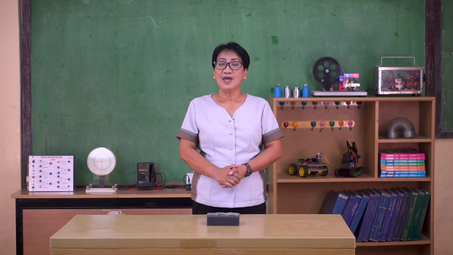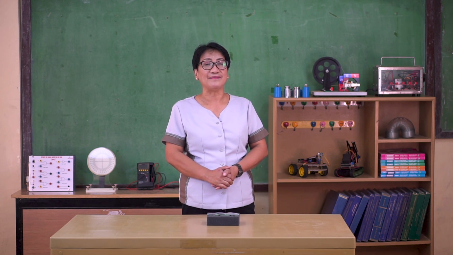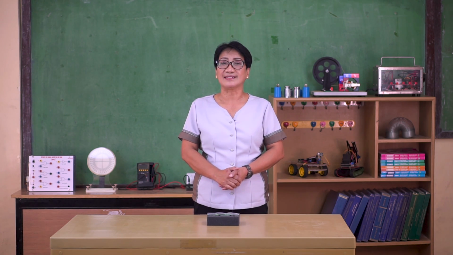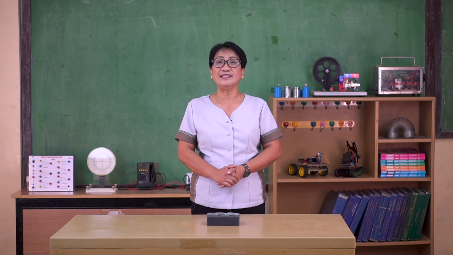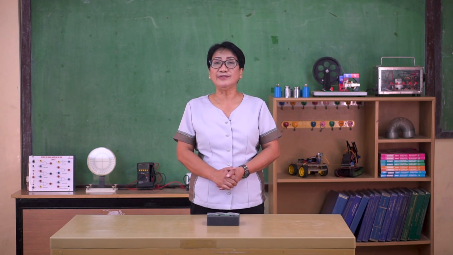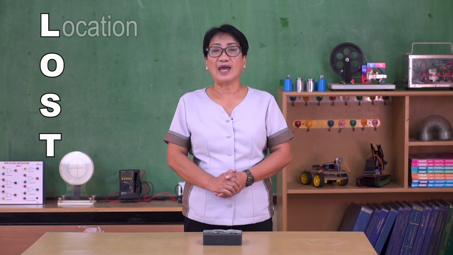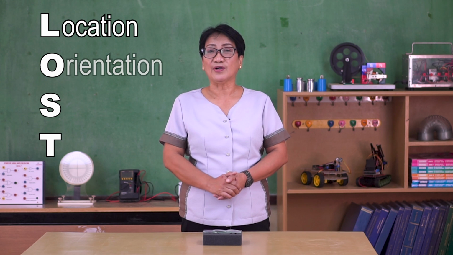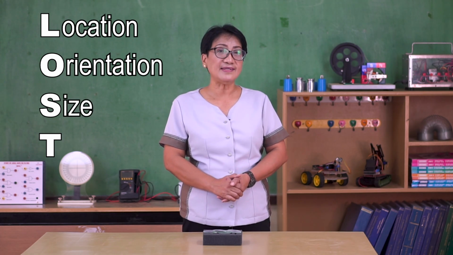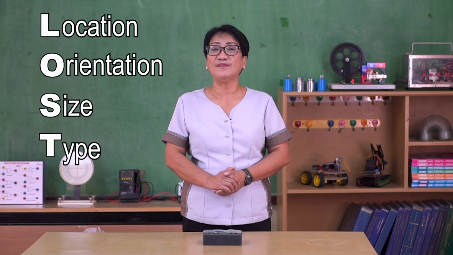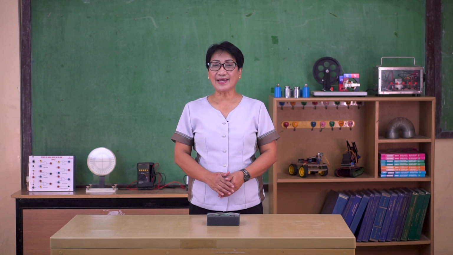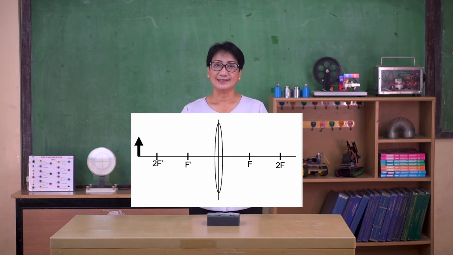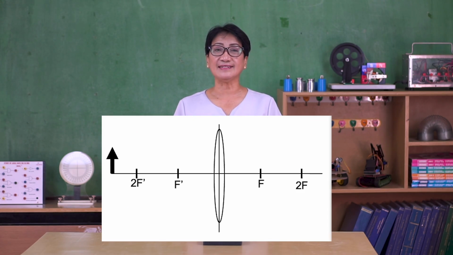Knowing all of this, we are now ready to describe the images formed in lenses using a ray diagram, using an acronym, LOST. L for location, O for orientation, S for size, and T for the type of image. Let us have an example. In front of a convex lens, the object arrow is placed beyond 2F.